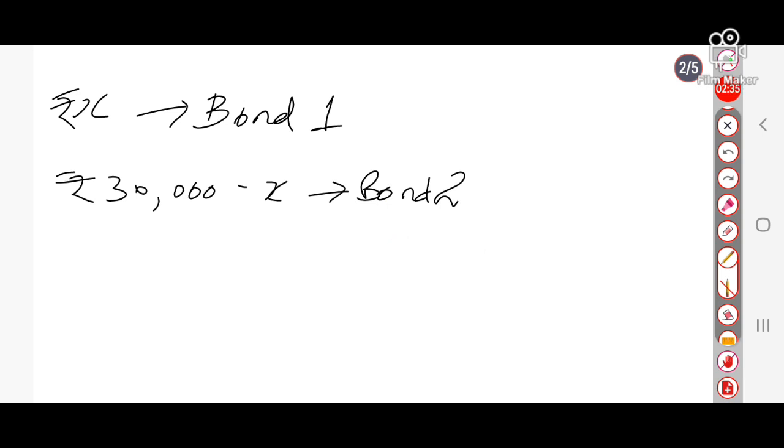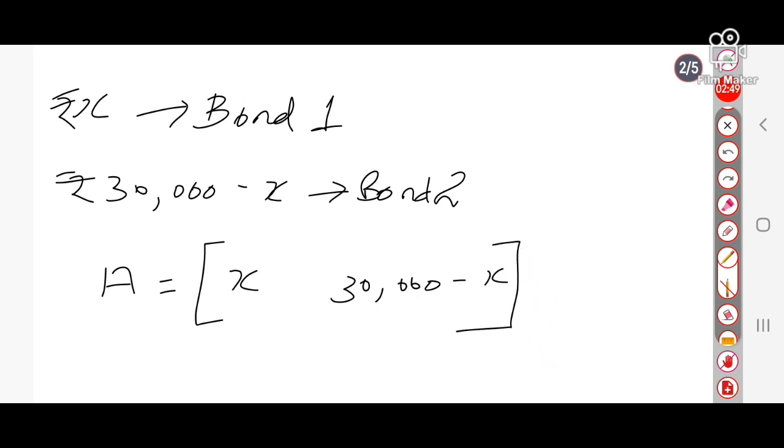Now with this we can form the matrix. Let's assume the matrix to be A. So it will be x and 30,000 minus x. So this is the first matrix. Now this A matrix denotes the amount invested in bond 1 and bond 2. I assume this A matrix to be the amount invested in bond 1 and bond 2.